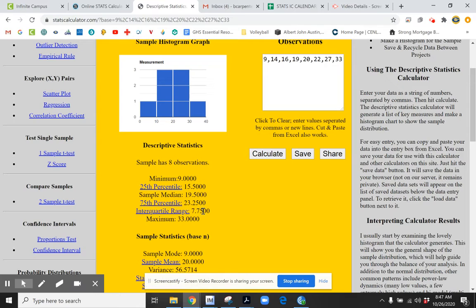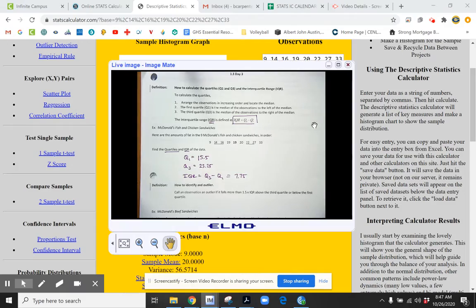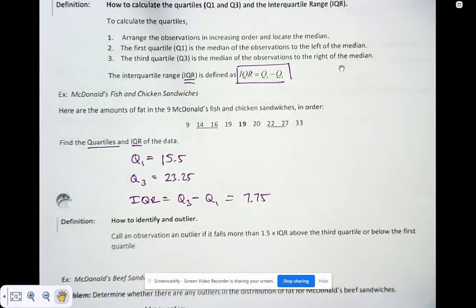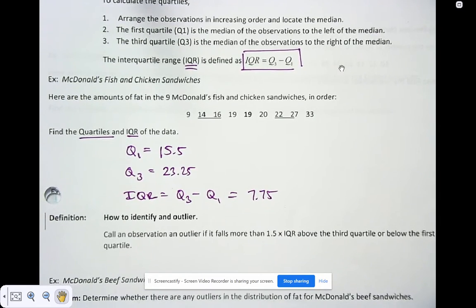And so I will write that down and then I'll switch back to the page so you can see it. But quartile 1 is 15.5. Quartile 3 is 23.25, and the IQR, they did it for us, it was 7.75. Okay, so if I go back here to the notes, all I did was I took the data from the website and I put it in. Okay, so not difficult, right?